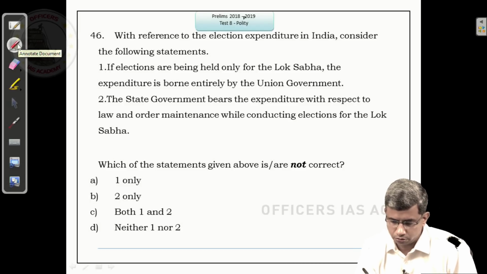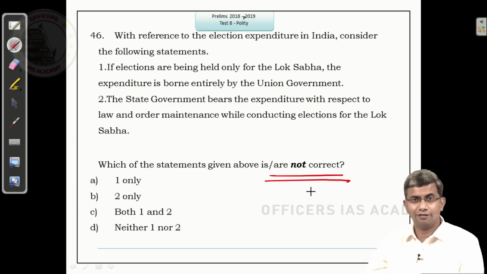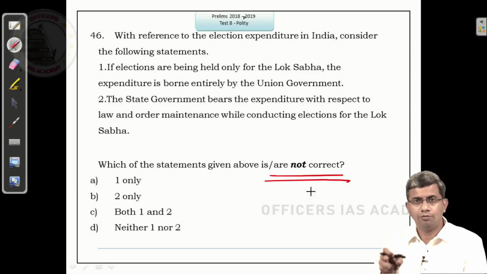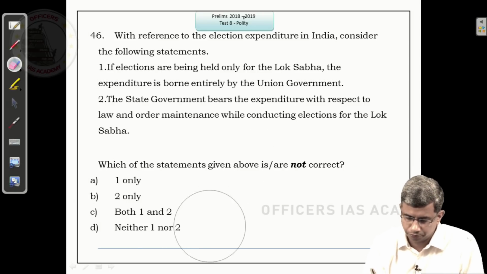Okay, which of the statements is not correct? I can afford to miss it because I am just discussing the answers. You cannot afford to miss it in the actual examination. So please be careful. Check whether it is asking for correct or incorrect statements. This actually asked for incorrect statements. Both the statements are correct. So the correct answer is neither 1 nor 2. Moving on.